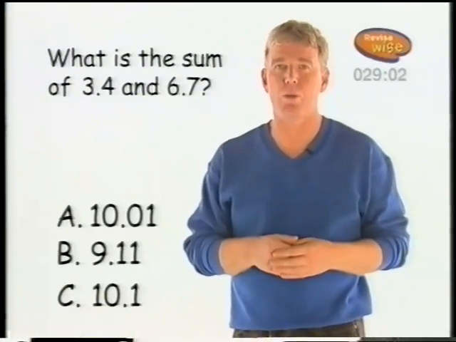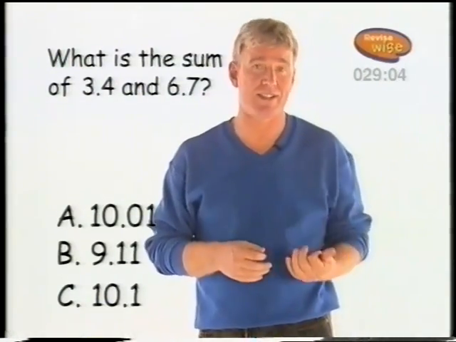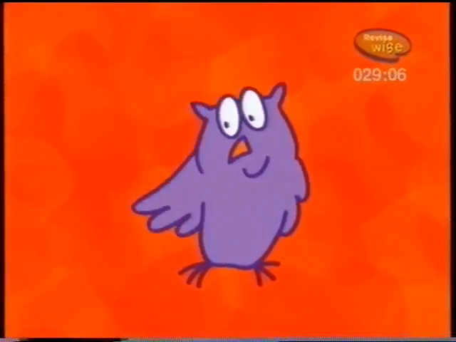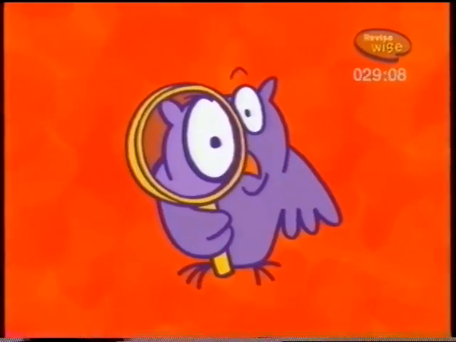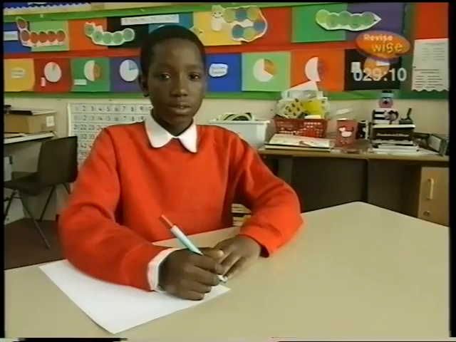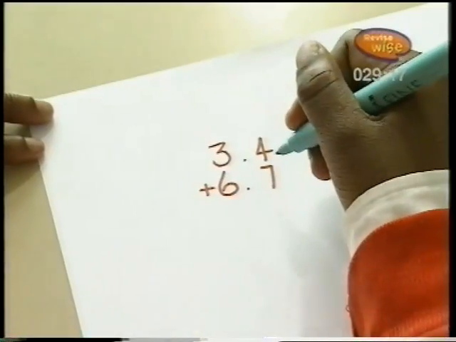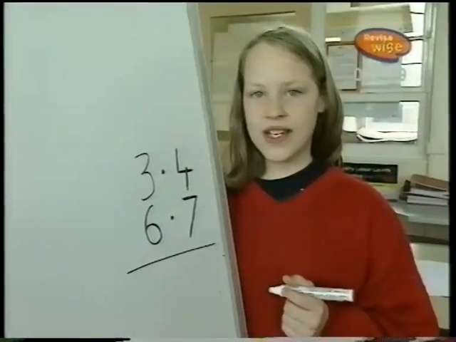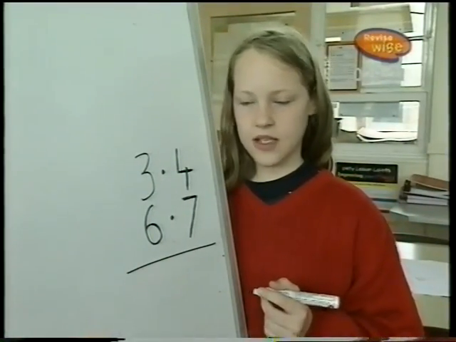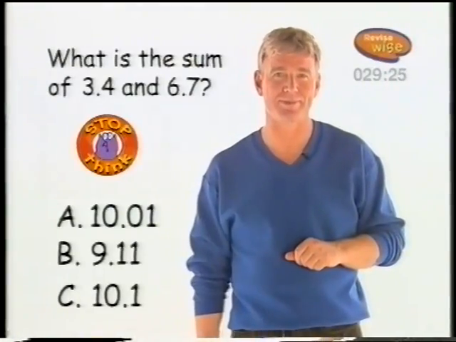Now, before you have a go at working out the answer, let's go to the maths team for some hints. It's easier to add up decimals by writing them down in columns. When you add up in columns, line up the decimal points. What's your answer?